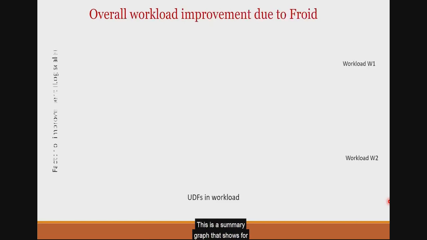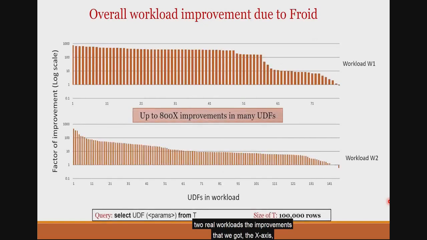And this is a summary graph that shows the improvements that we got for two real workloads. Each bar in this graph shows one UDF on the x-axis, and the y-axis shows the factor of improvement that we get over the non-inlined, original UDF without using Froid. We see orders of magnitude improvements, and knowing the reasons, it's not very surprising because we are now opening up this black box as I described earlier, which leads to huge benefits.